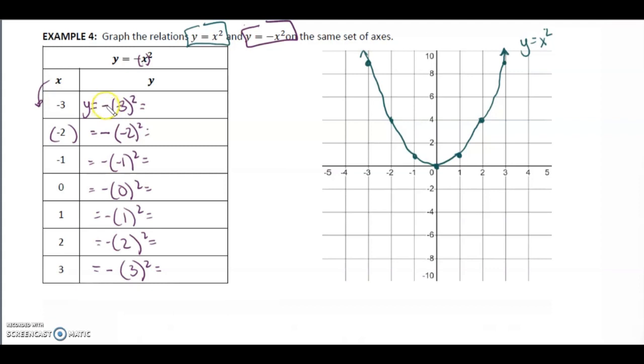So when we look at this negative sign in front, we actually just treat it as like a -1. So again, BEDMAS, 3 squared is 9, and then it's -9. Okay, because it's like 9 times -1. 2 squared is 4, so our answer is -4. 1 squared is 1, so our answer is -1. 0 squared is 0, so that's just 0. 0 doesn't have a positive or a negative on it, it's neutral. Okay, 1 squared is 1, so we get -1. 2 squared is 4, we get -4. And 3 squared is 9, we get -9.